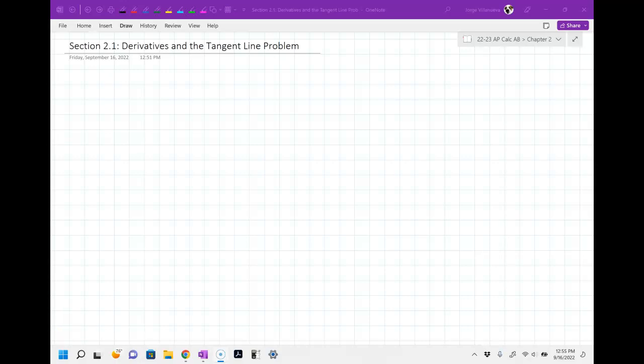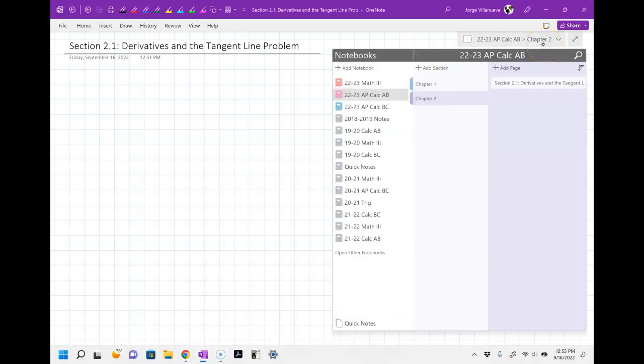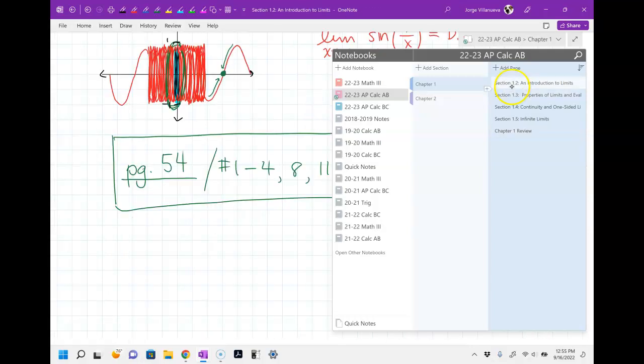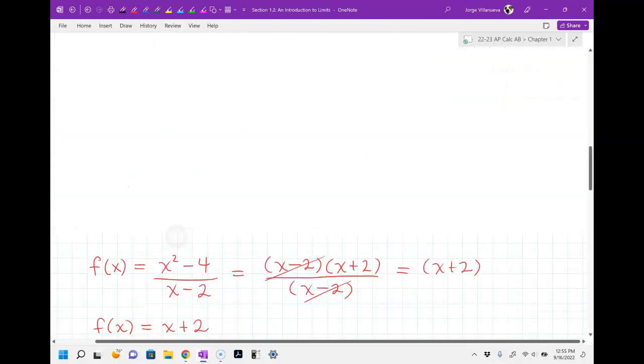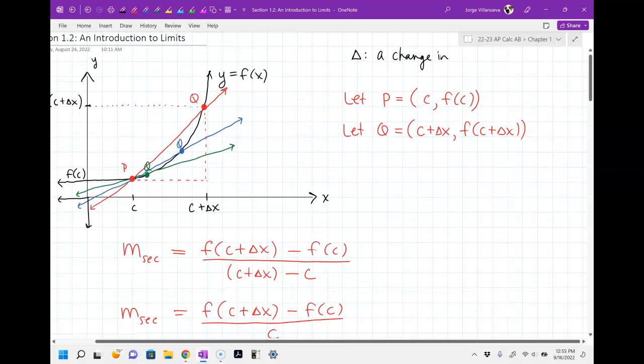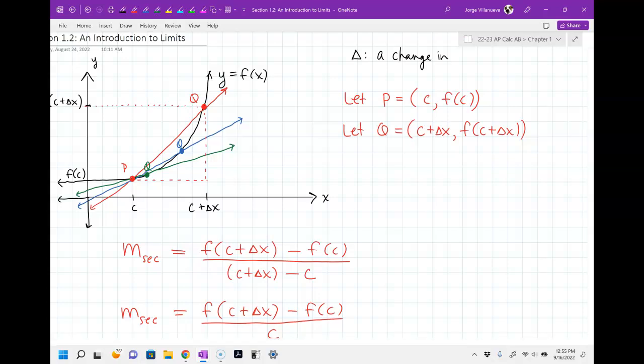All right, so in section 1.2, let me just go back and revisit that with you guys. We went through this introduction really quickly. Remember, we had this curve, and the idea was that we started off with the line PQ in red, and we were trying to see if we could find a tangent line.